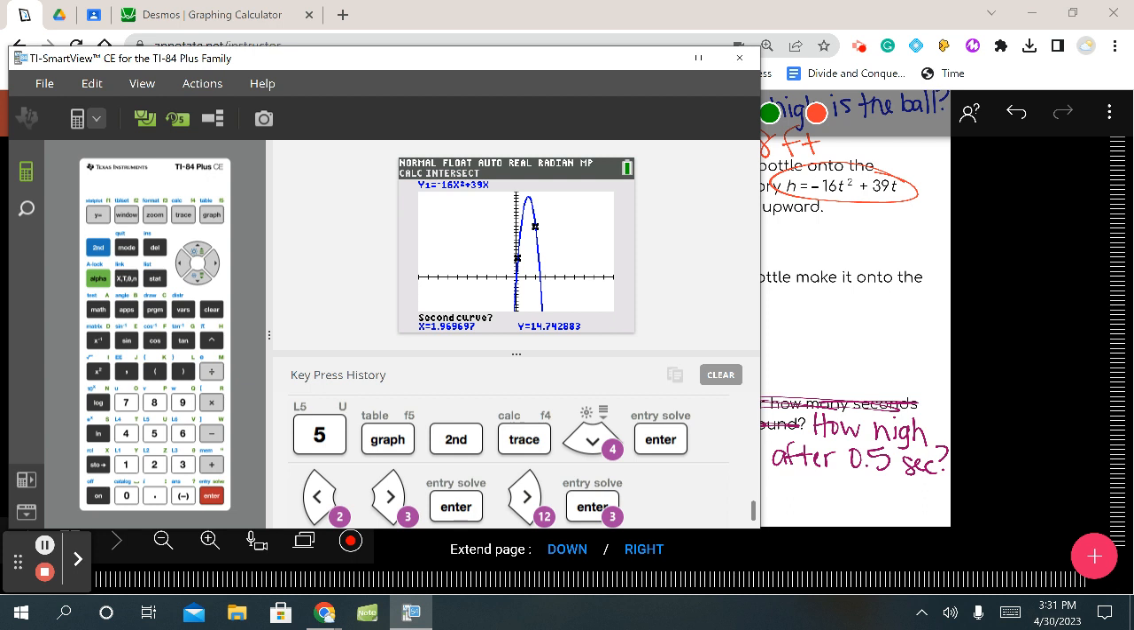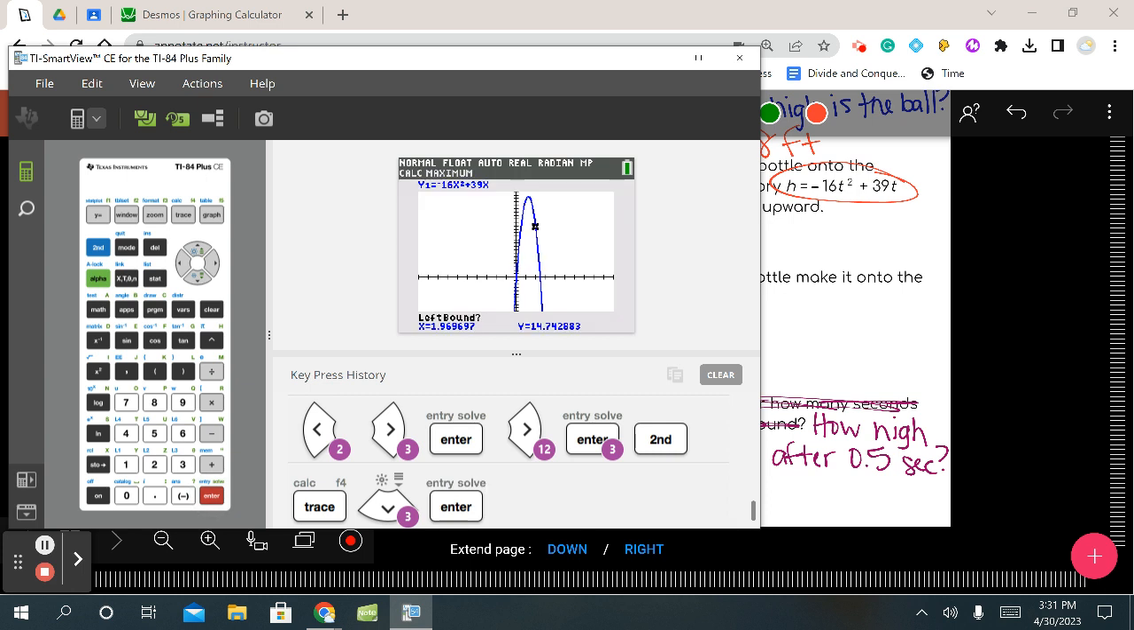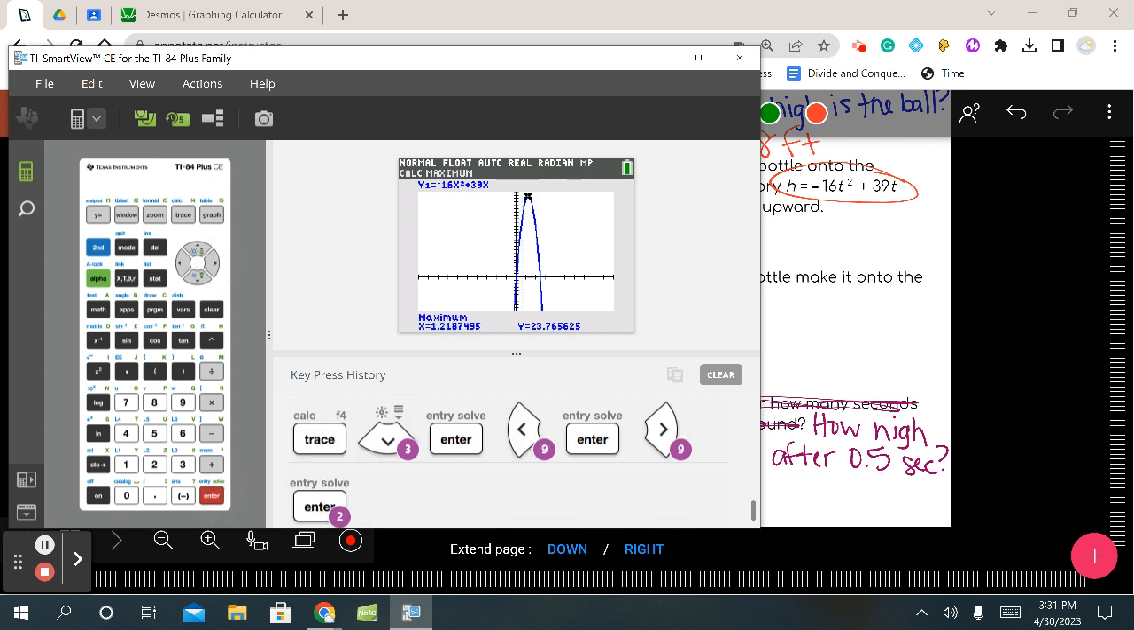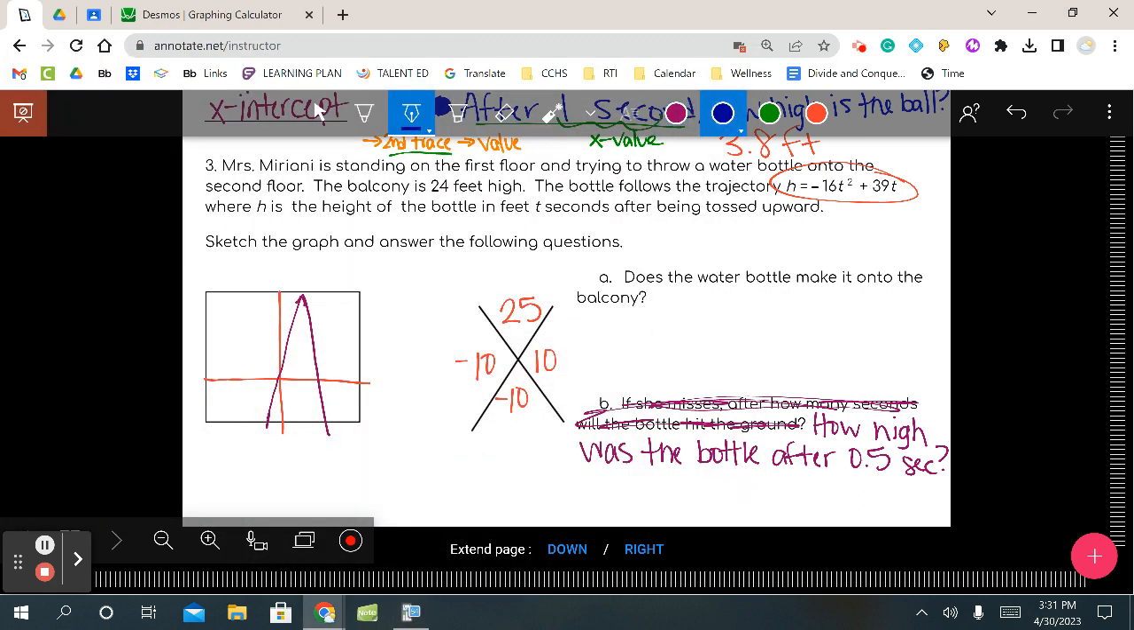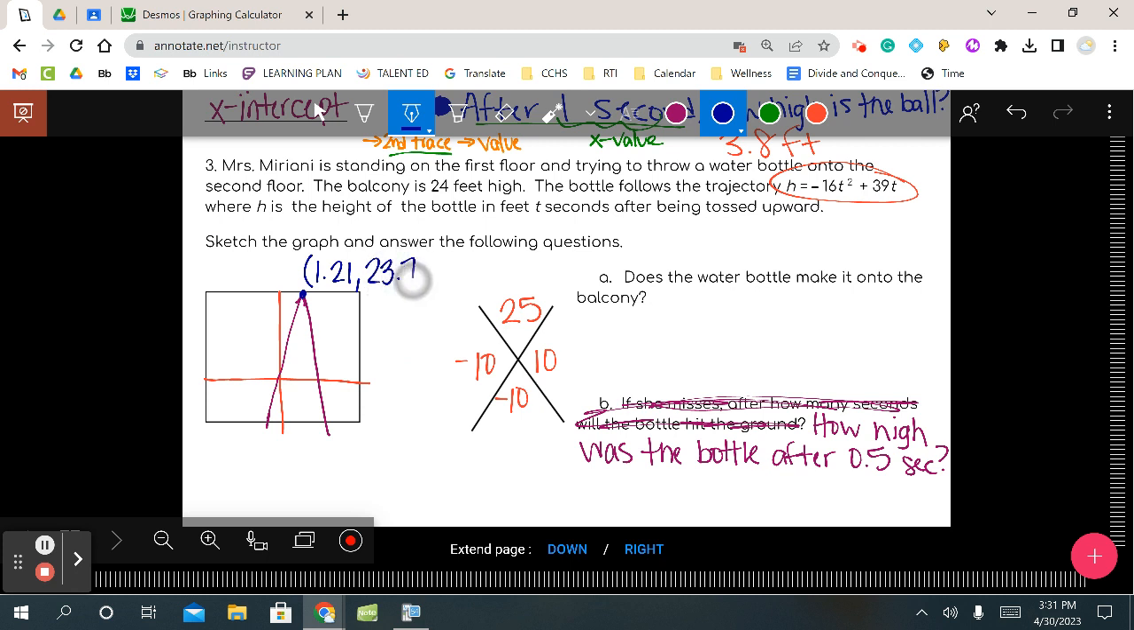Did I do something wrong? Yes, I did. Second trace, max. I'm sorry, you guys. Left bound, enter. I hit the wrong thing. Right bound, enter. Okay, my max is 1.218, comma 23.76. Remember, this is my seconds and this is my feet.